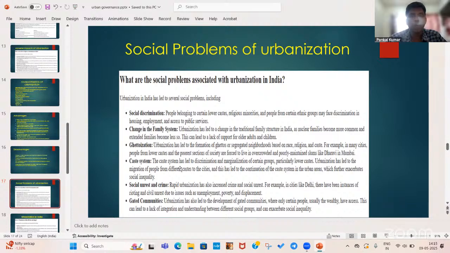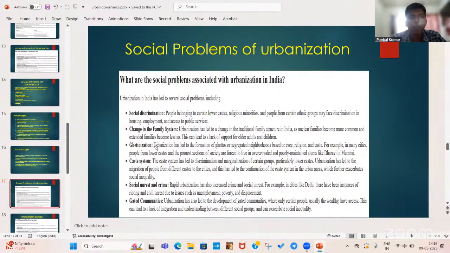As I already told you, there is increasing inequality in urban areas. People belonging to certain lower castes, religious minorities, and people from certain ethnic groups may face discrimination in housing, employment, and access to public services. So social discrimination can be like ghettoization. There is a term called ghettoization of these communities.